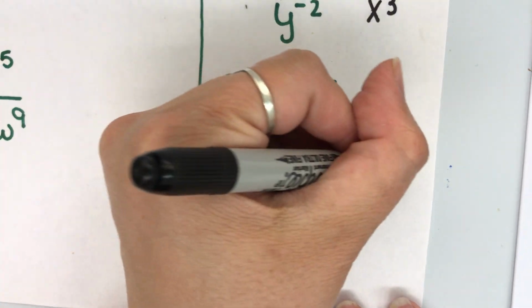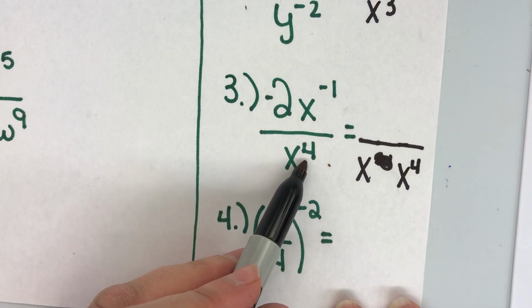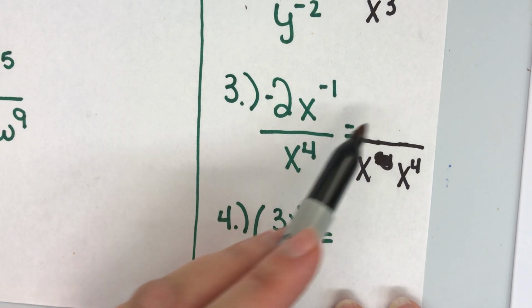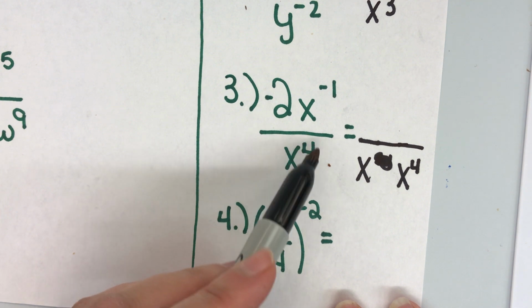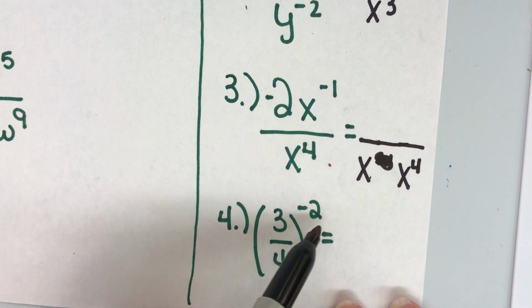The x to the fourth is going to stay in the bottom with it because x to the fourth is a positive 4, so you don't need to move it to the numerator. The only time you would move an exponent is if the exponent is negative. If it's already positive, it's going to stay right where it is.